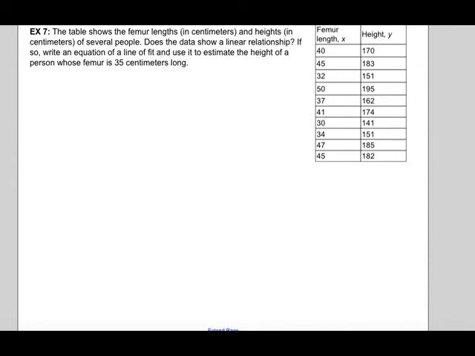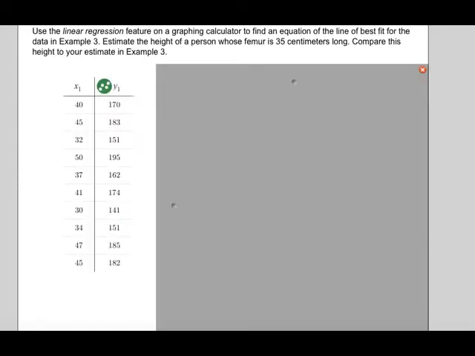So does it make a linear relationship? Sure it does. As one value is increasing, the other one is too. If so, write an equation of a line of best fit and use it to estimate the height. Okay, so to do so, we're going to go to Desmos. Now you can do this by hand, but for this activity online, just so I can show you how this works, we're going to do this on Desmos. So you go to desmos.com, you go to calculator, you go down to the drop menu next to number 1 and you select a table. And you enter in all this information. It will look something like this.